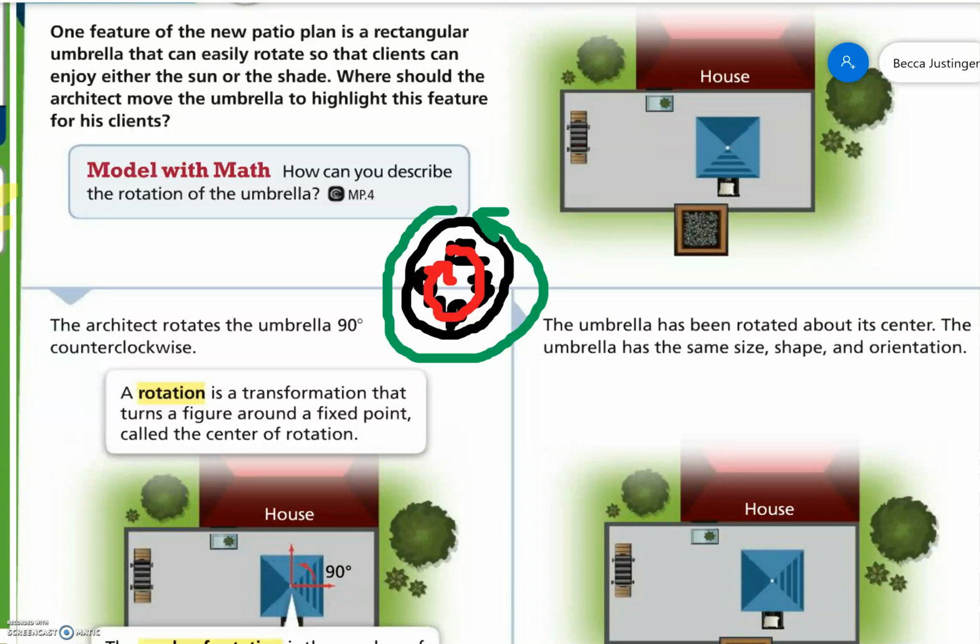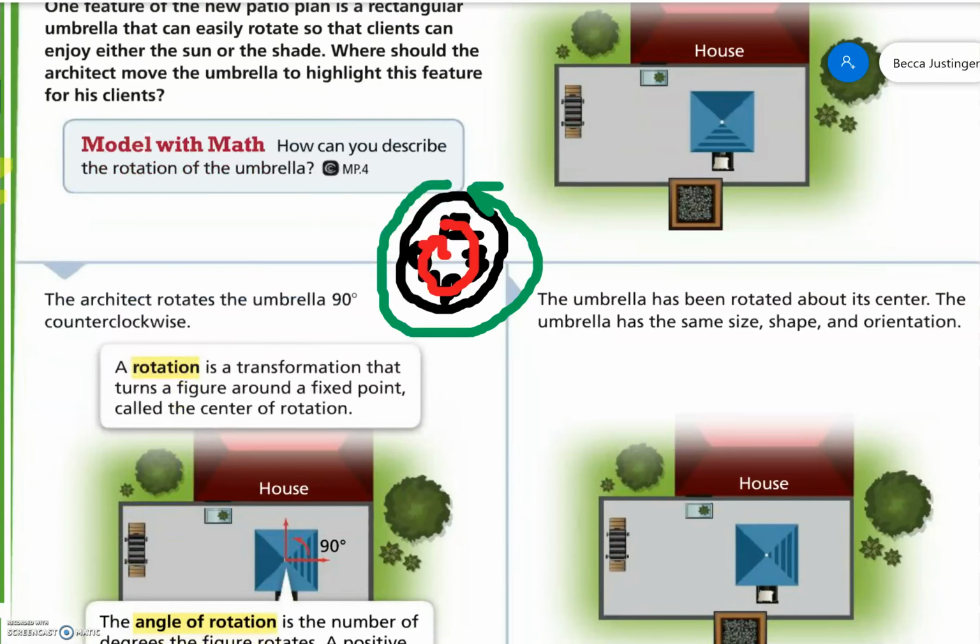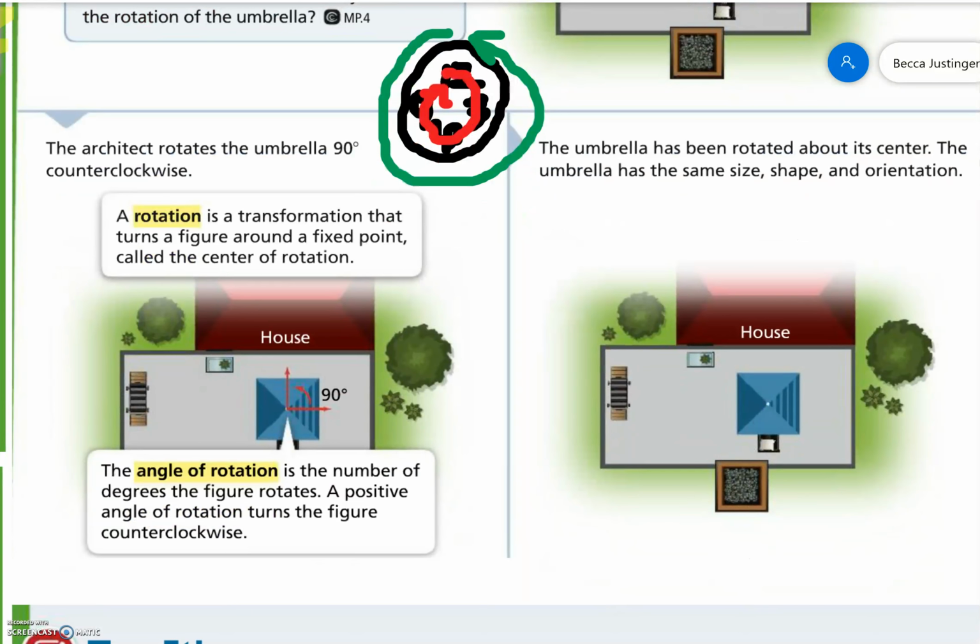A rotation is a transformation that turns a figure around a fixed point called the center of rotation. The angle of rotation is the number of degrees the figure rotates. A positive angle of rotation turns the figure counterclockwise. So you're always going to go counterclockwise unless they tell you not to.